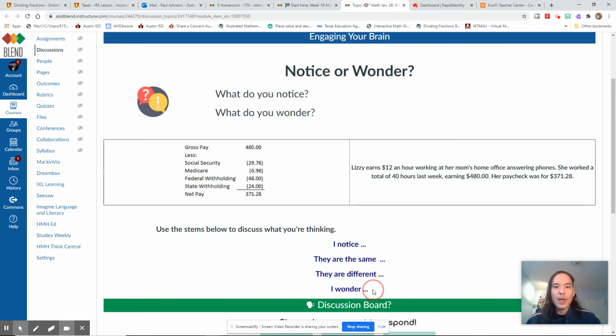And then I wonder how much, like, this is up to you. This is your wondering question. So it could be like, I wonder how much my first paycheck will be. I wonder how much I will pay in taxes on my first paycheck. I wonder if I will remember the difference between gross income and net income when I get a job.